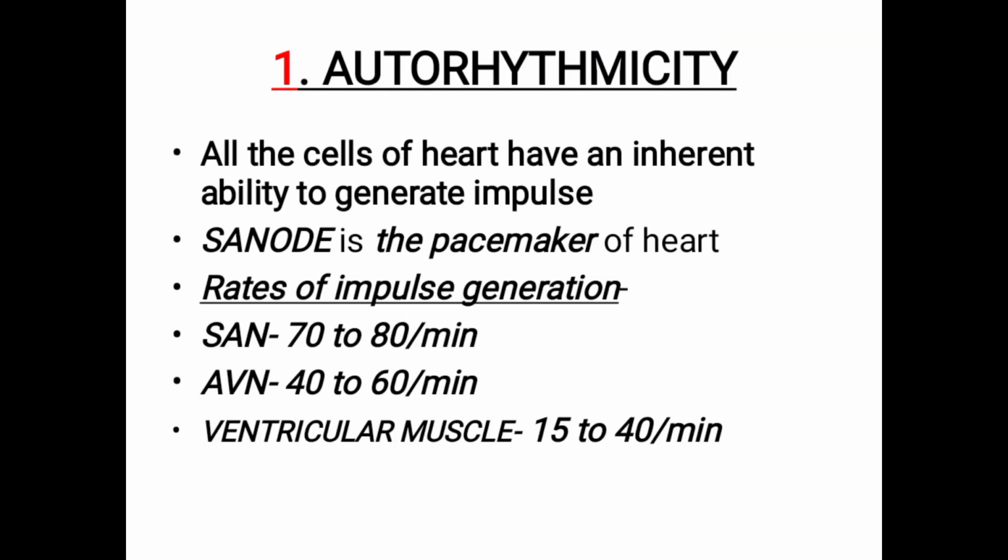Autorhythmicity is the ability of any tissue to generate its own impulse at regular intervals. Intervals means time, so at regular time intervals it produces its own impulse. Normally the SA node produces 70 to 80 per minute. This is your heartbeat or heart rate. The AV node produces 40 to 60 per minute, and the ventricular muscle produces 15 to 40 per minute.